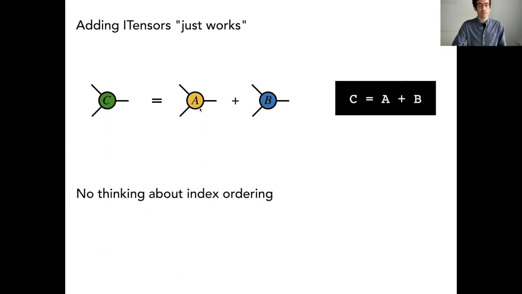Like when you're adding iTensors, all you have to know is that they're compatible to be added, in the sense that they have the same collection of indices, and you just add them, and it always succeeds. And it figures out the ordering for you. It just picks the ordering of A, and it permutes B if needed, and just adds them.